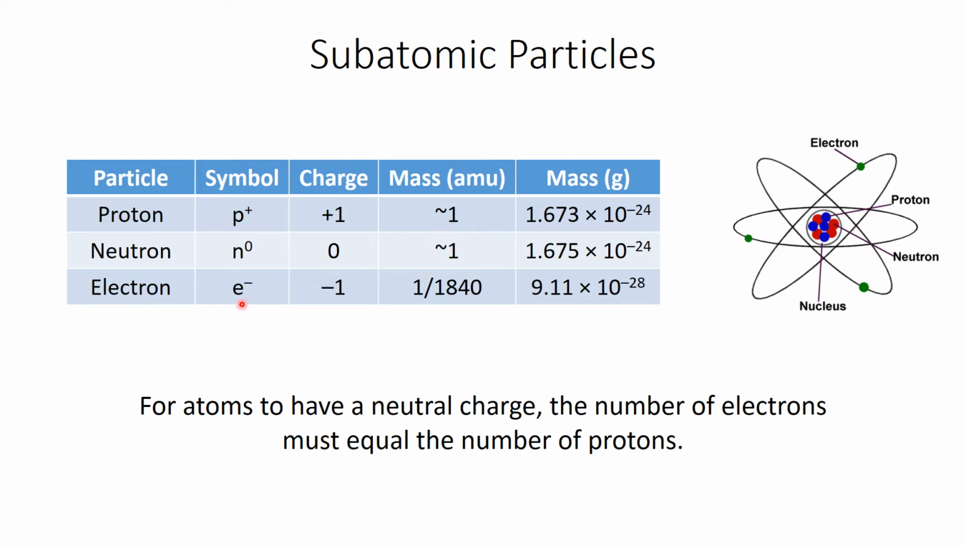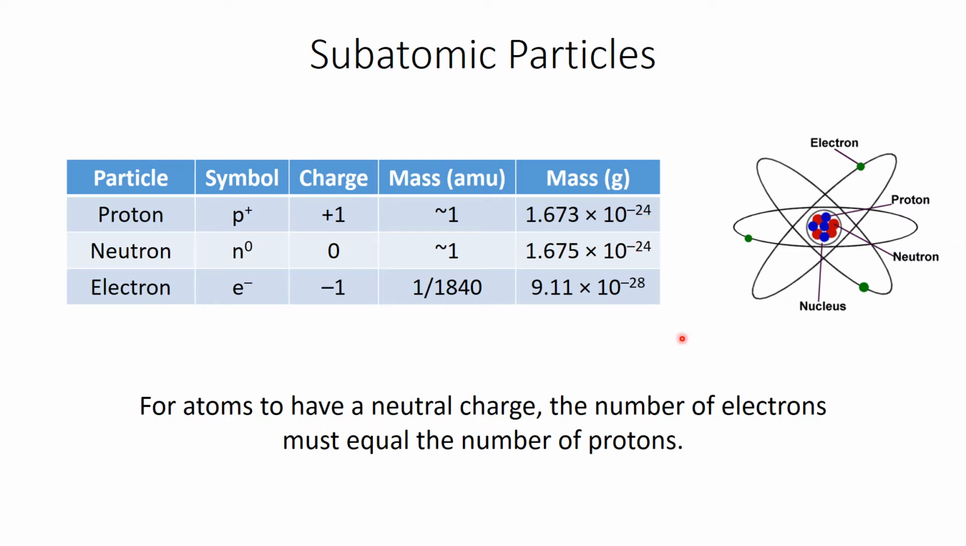An electron has the symbol E-. It has a -1 charge. Its mass is actually 1/1840th of an atomic mass unit, but for our purposes, we can consider that to be 0, because as you can see, it's 4 orders of magnitude smaller than a proton or a neutron.